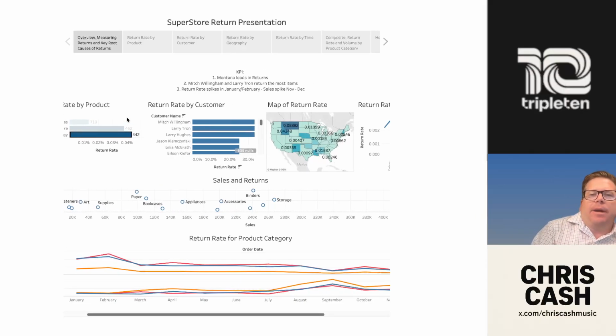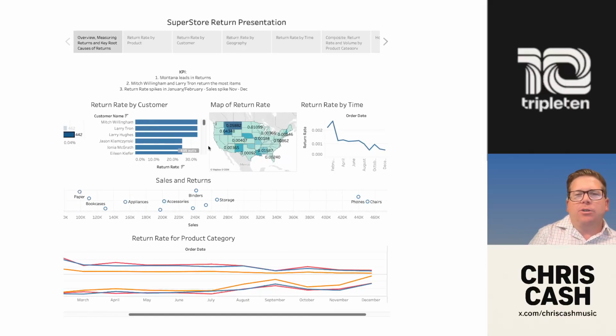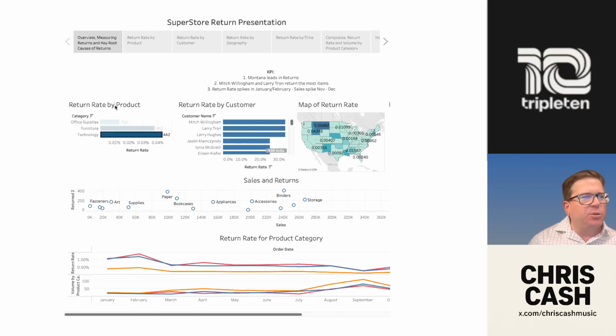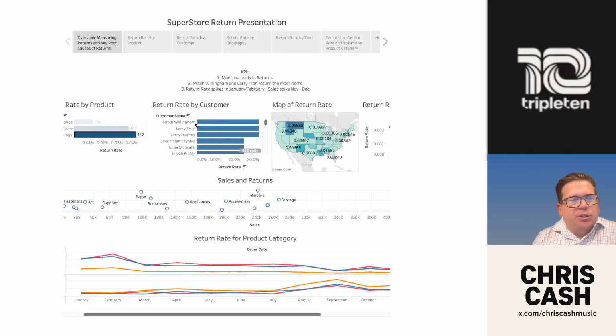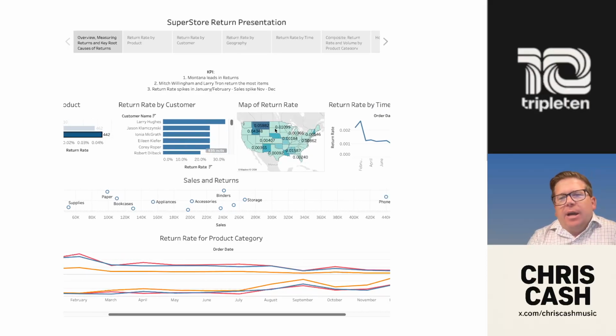We're going to start by going through these four charts right here. The first one is return rate by product, and it shows that furniture and technology had the highest return rates. So we need to look into that. The return rate by customer shows those that are returning the most. If you notice, Willingham and Tron have over 30%, with Hughes also over a 30% return rate. We have geographic hotspots here. It shows Montana and Louisiana have extremely high return rates. We're going to look into that.